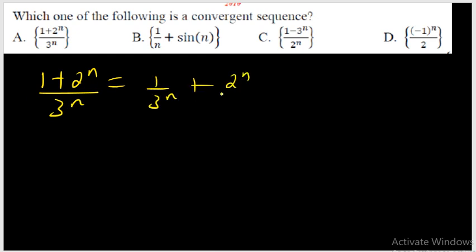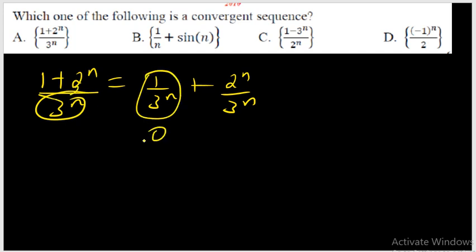Next question, again, which one is convergent? Let us see one by one. The A, 1 plus 2 to the power of n over 3 to the power of n. This is the same as 1 over 3 to the power of n plus 2 to the power of n over 3 to the power of n. We can give this denominator for each of them. This sequence, as n goes to infinity, it will be 0.